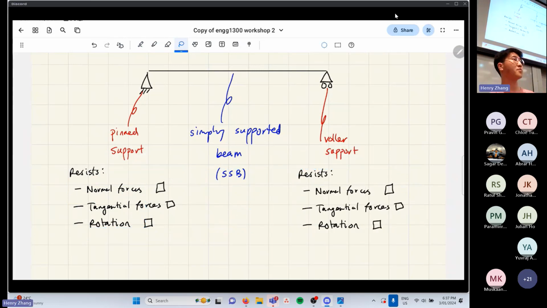All right, so for the pin support and the roller support, they're going to resist some of these, but not all of these, right? So have a think about what they resist and what they don't resist. So if I was going to load this beam, what would this support resist in terms of translation and rotation?